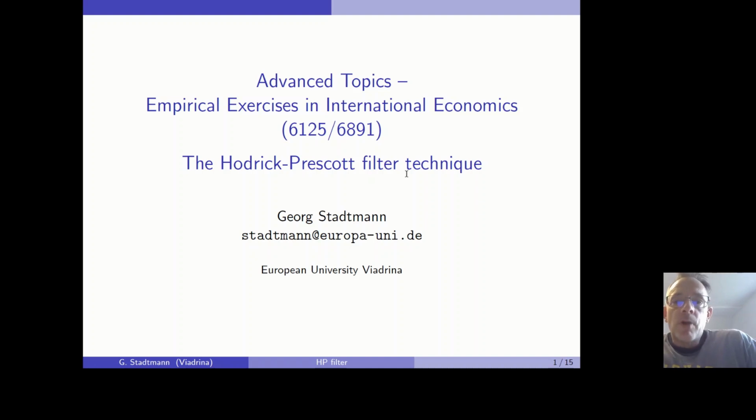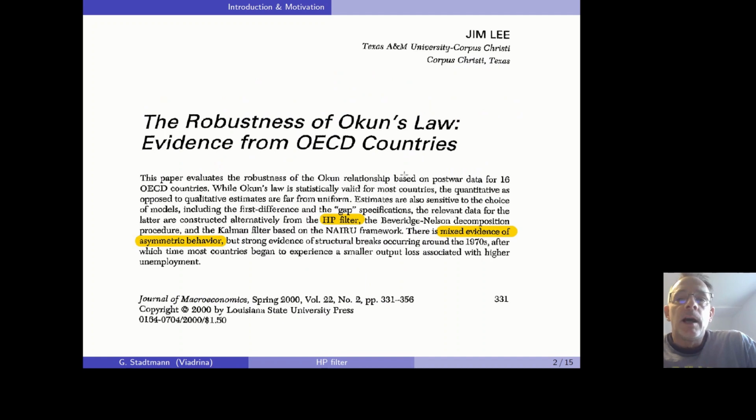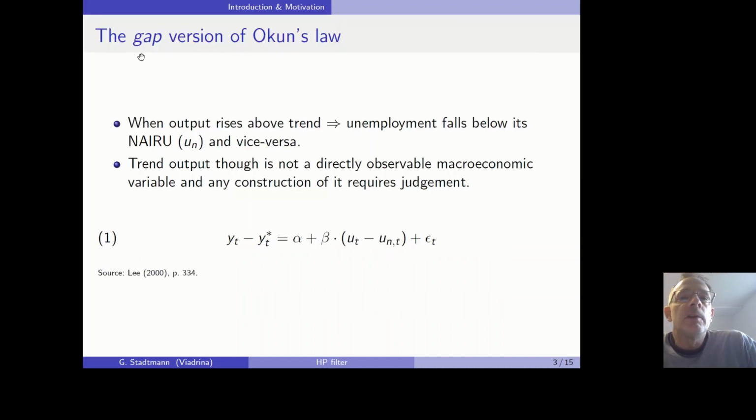You already ran into this HP filter technique lately, because we had a look at this paper by Lee published in the Journal of Macroeconomics, and there he's talking about the HP filter technique when it comes to Okun's law. Until now, we only looked at the so-called difference version of Okun's law, but there is also a gap version of Okun's law. And Lee is also estimating this gap version.